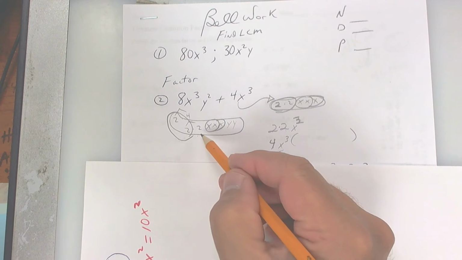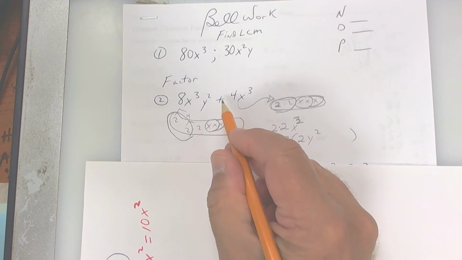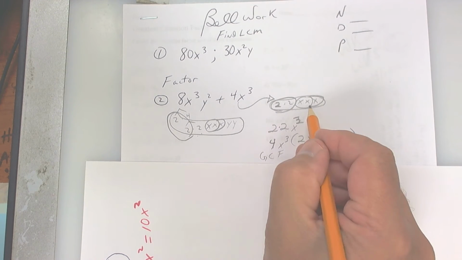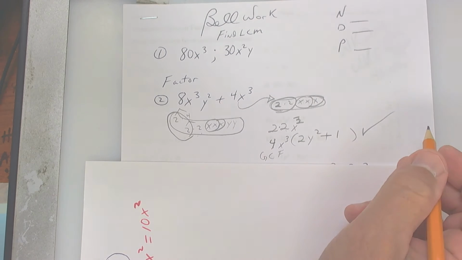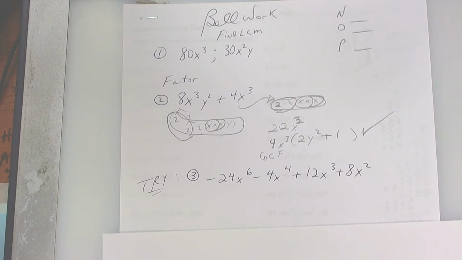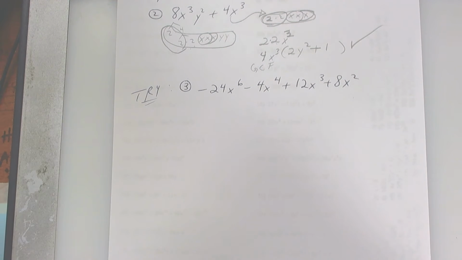And then what's left? Well, this one has a 2 and then y squared. So 2y squared plus. This one has nothing left, so put plus 1. And that's how you factor. And that's what you're doing today. All right, copy this one down. This looks like a real monster here.